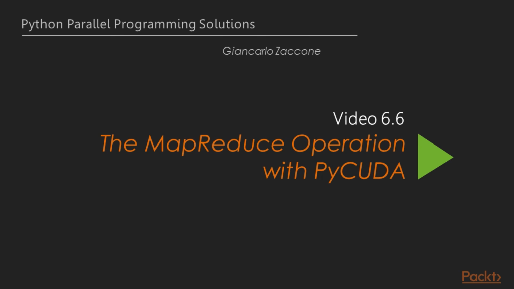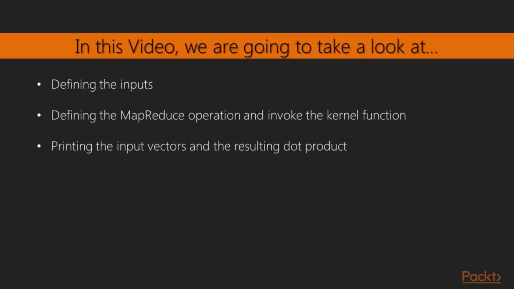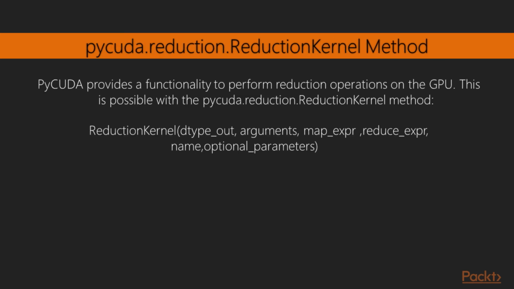In our previous video, we saw how to evaluate the element-wise expressions with PyCUDA. This is the sixth video of the section, the MapReduce operation with PyCUDA. In this video, we'll first define the inputs. We'll then define the MapReduce operation and invoke the kernel function. Further, we'll print the input vectors and the resulting dot product. PyCUDA provides a functionality to perform reduction operations on the GPU. This is possible with the PyCUDA reduction kernel method highlighted here.